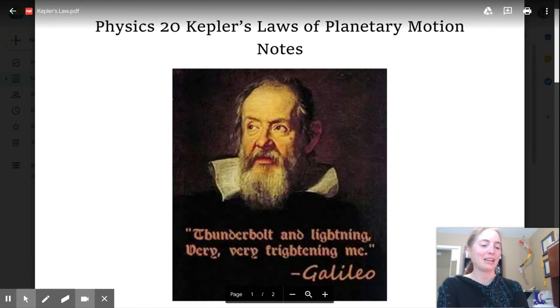Today we are going to be looking at Kepler's Law of Planetary Motion. Today's video is super short. As you can see by the little icon at the bottom here, it is 2 pages and the first page is a meme. Couldn't help it.